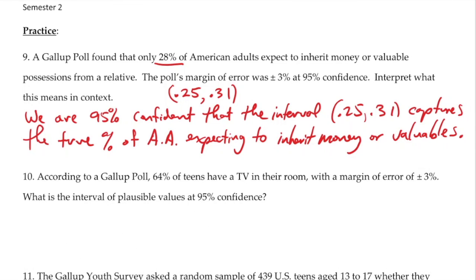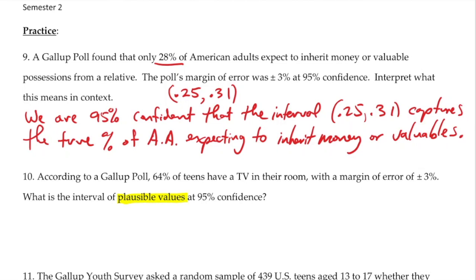Number 10. According to a Gallup poll, 64% of teens have a TV in their room with a margin of error of plus or minus 3%. What is the interval of plausible values at 95% confidence?